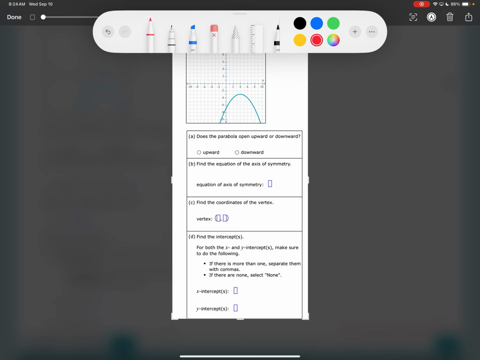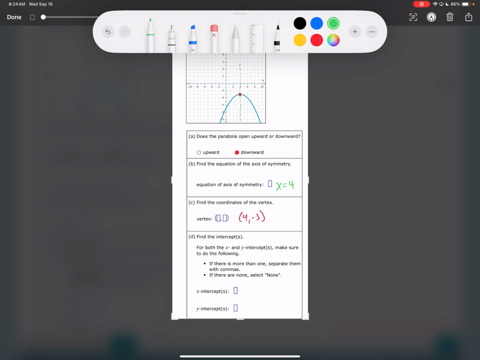All right, does the parabola open upward or downward? This one obviously opens downward. That should be pretty easy. The axis of symmetry: find the vertex first. My vertex is at 4, negative 3. My axis of symmetry is always going to go along with that x in the vertex. It is at x equals 4. You do have to write x equals because it is a vertical line.